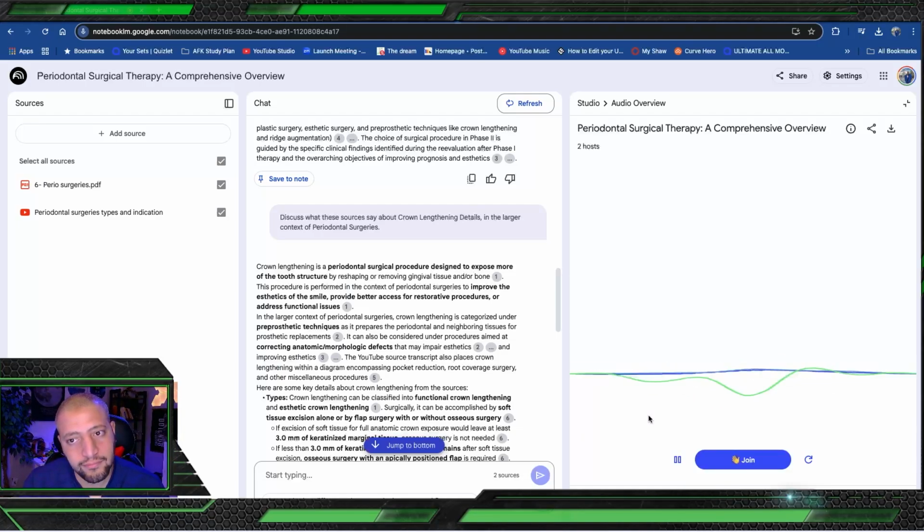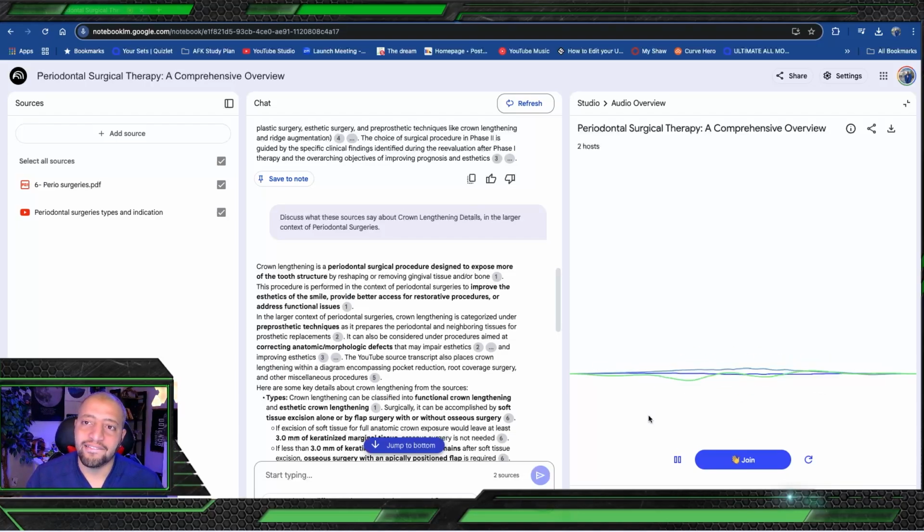Absolutely, that's a great point to clarify. These flap positioning techniques can sound similar, but they have distinct purposes. Let's unpack this. Yeah, this is where it gets really interesting because how we move the gum tissue makes a big difference. So let's start with the apically positioned flap. Our source mentions this specifically. Okay, let's dive in. What's the main idea here?